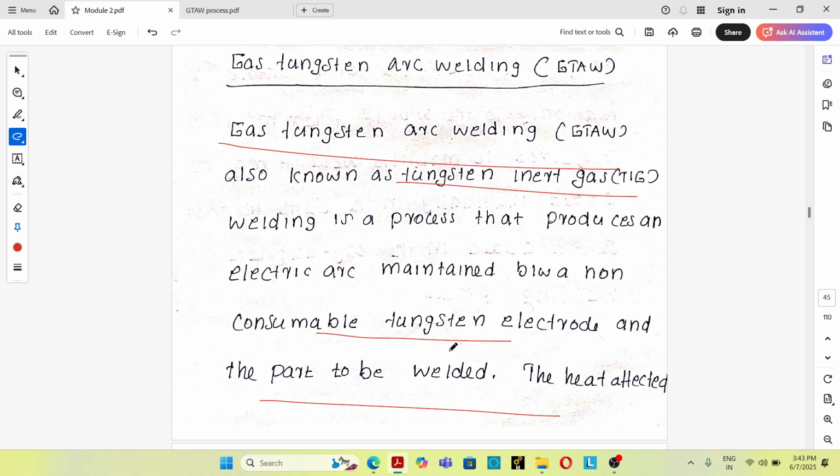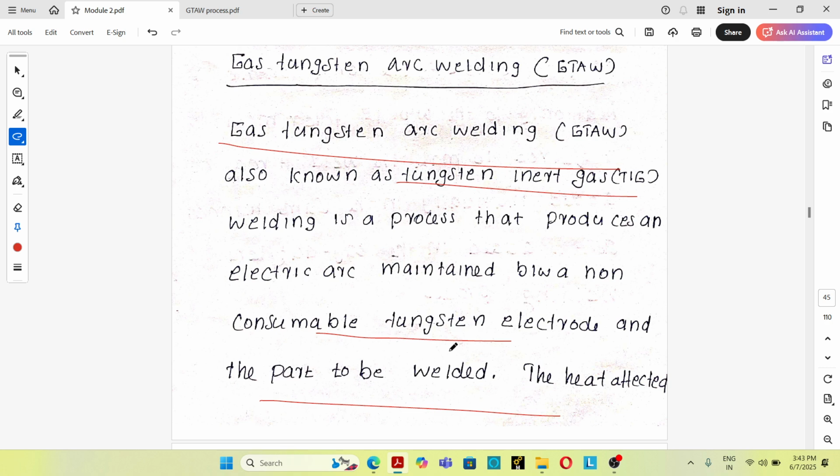The electrode does not get consumed during the welding process. We have two classifications of electrode: consumable electrodes and non-consumable electrodes. In a non-consumable electrode, the electrode does not melt and transfer into the molten weld pool during the welding process.